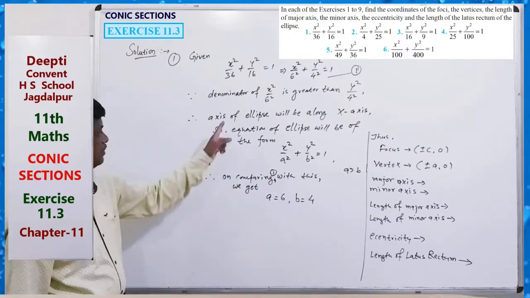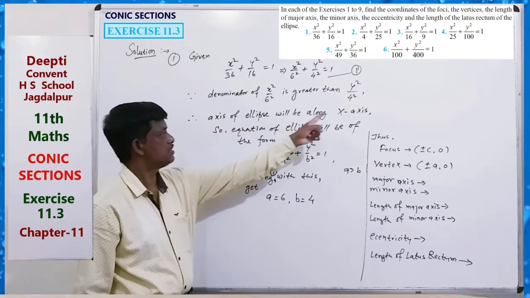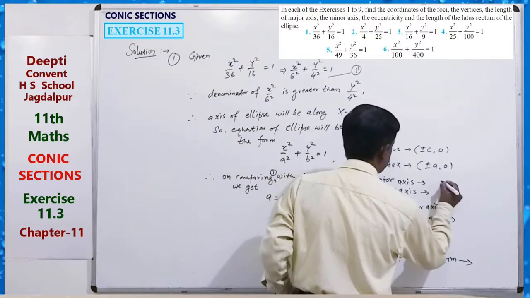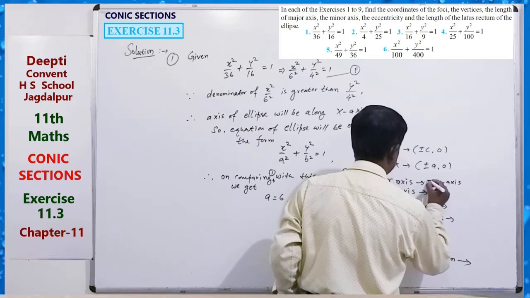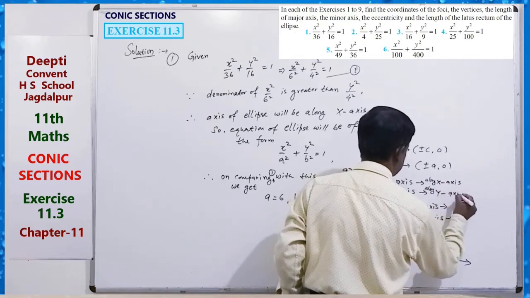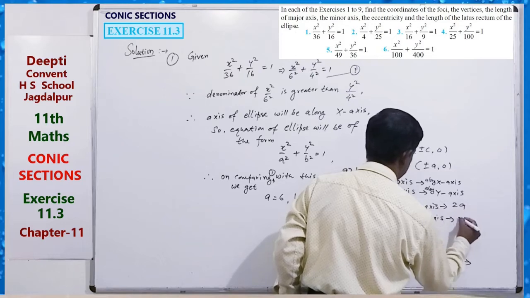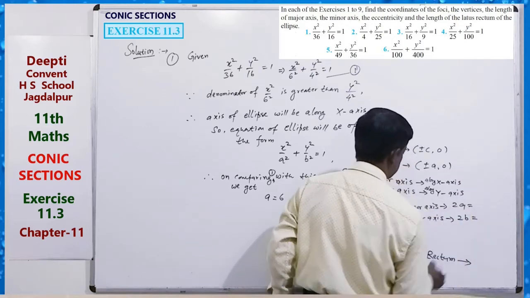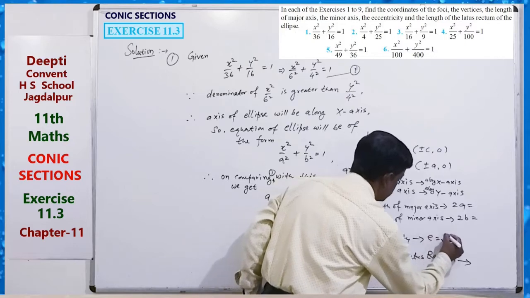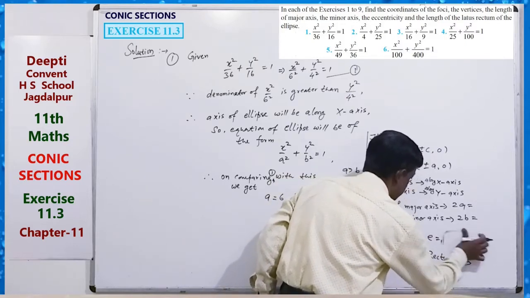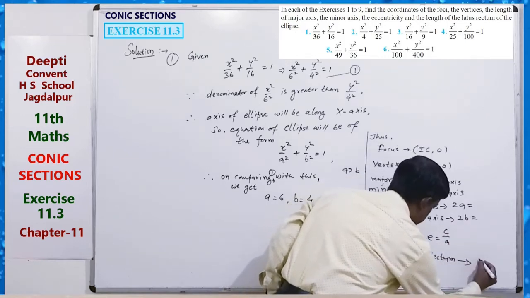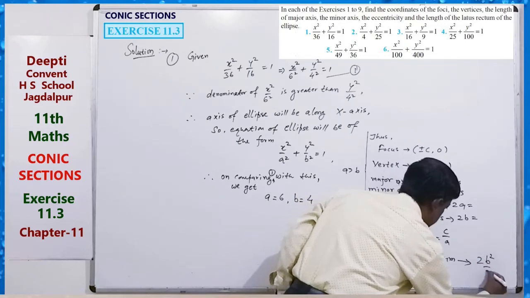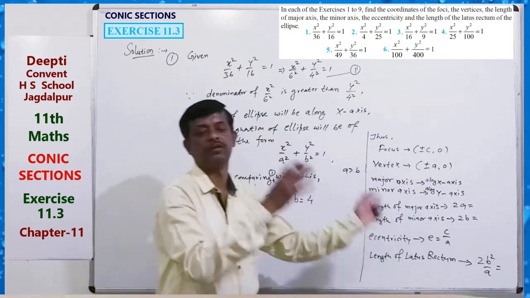In this, the axis is along the x-axis. So major axis is along the x-axis. Minor axis is along the y-axis. Length of major axis is 2a, minor axis 2b. And eccentricity e equals c by a. Latus rectum is 2b square by a. We just have to find all these values.